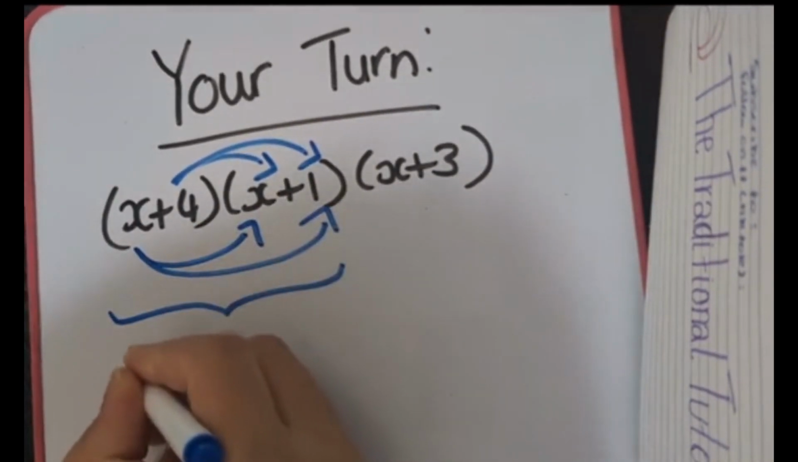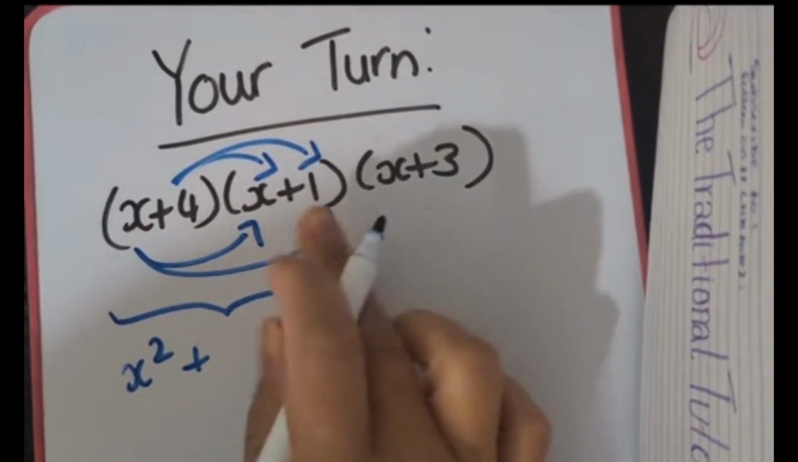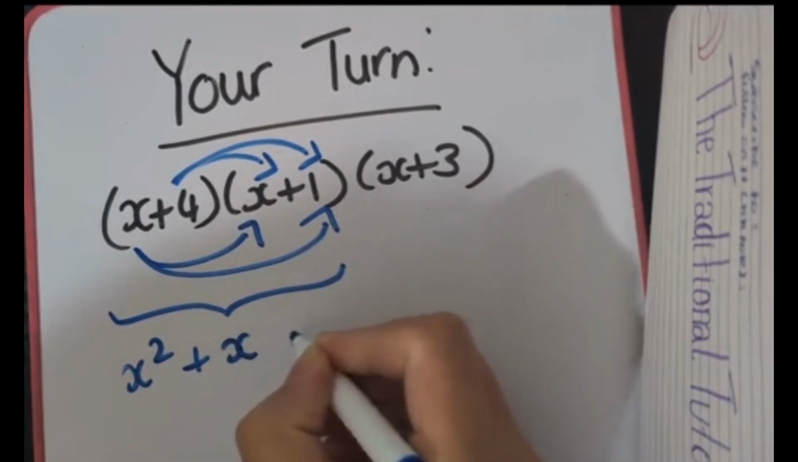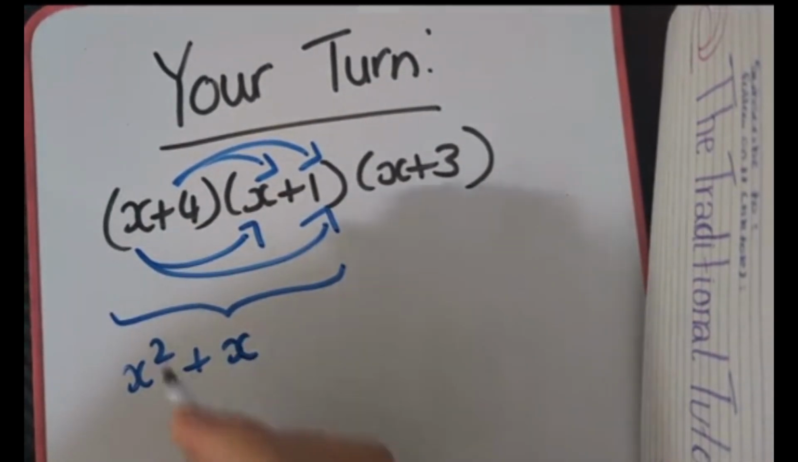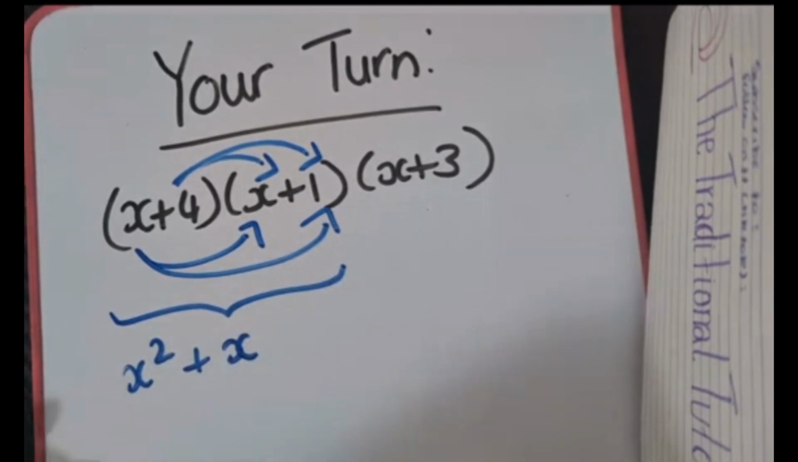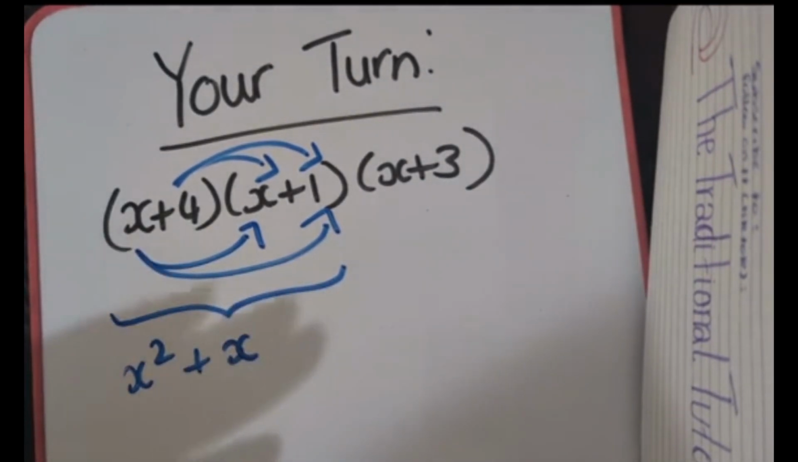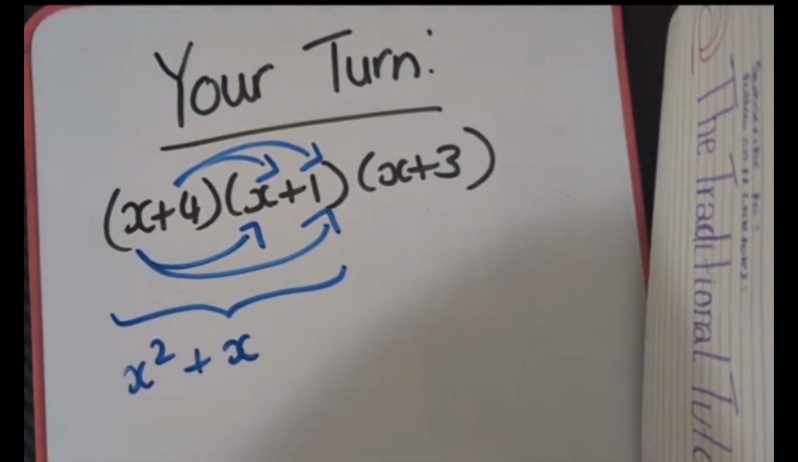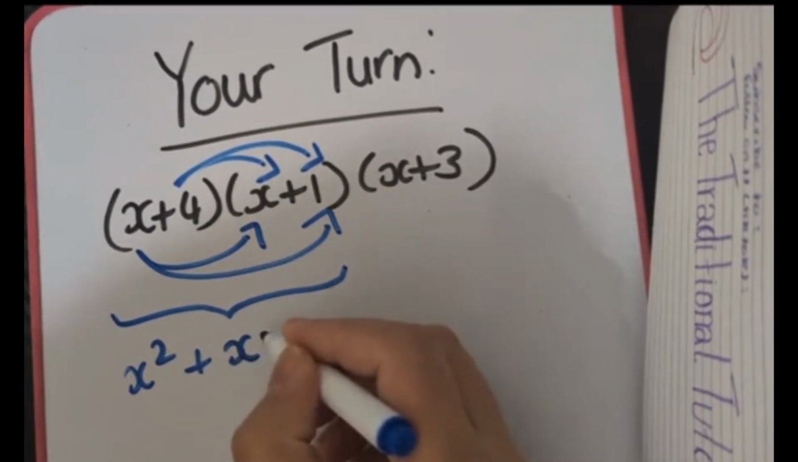So I've done x times by x gives me x squared, x times by plus 1 gives me plus 1x, so I can just write down x. I really don't have to write down the 1, because as mathematicians, we are a little bit lazy, I like to say, and we like to save time and space as much as possible. So we're just going to leave it with x.